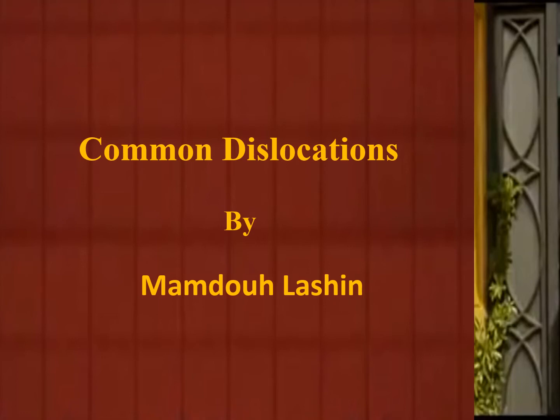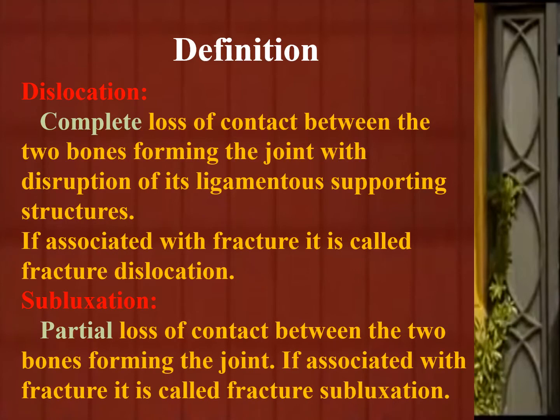Today we will speak about common dislocations. We have to define what is the meaning of dislocation. Dislocation is complete loss of contact between the two bones forming the joint with disruption of its ligamentous supporting structure. If associated with fracture, it is called fracture dislocation.